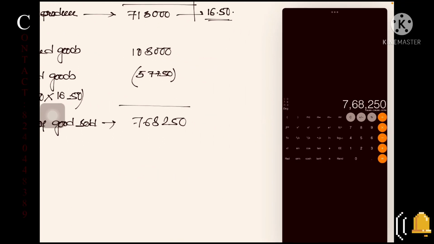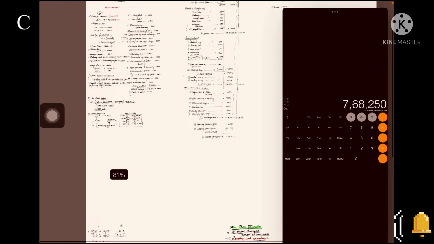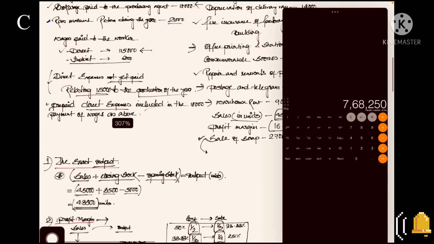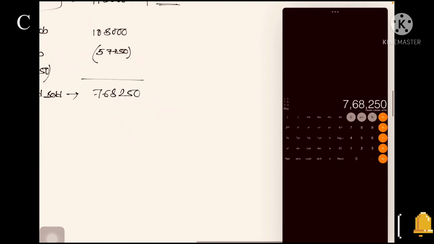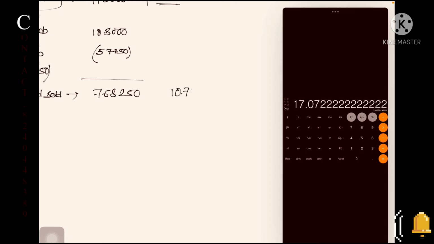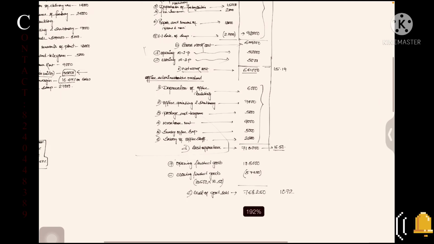And if you now want to calculate the per unit, one thing to remember, everyone: once we are at point E, cost of goods sold, you have to divide it by the selling unit. Now you know what the selling unit is. It is already given in the question. The selling unit is 45,000. So it is 7,68,250 divided by 45,000. It comes 10.72 per unit. Hope I am making sense.